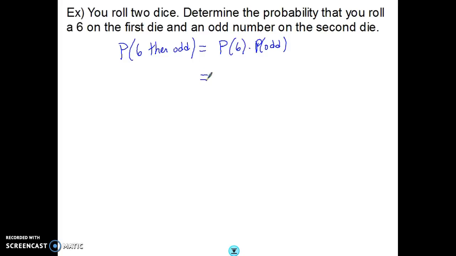Well, the probability of rolling a 6 on a 6-sided die is just 1 out of 6. There's only one way to do it. Times probability of getting an odd, well, for an odd number there's 1, 3, and 5. So there are 3 successes out of 6 possible options, leaving us with our final answer of 3 out of 36, or just 1/12.